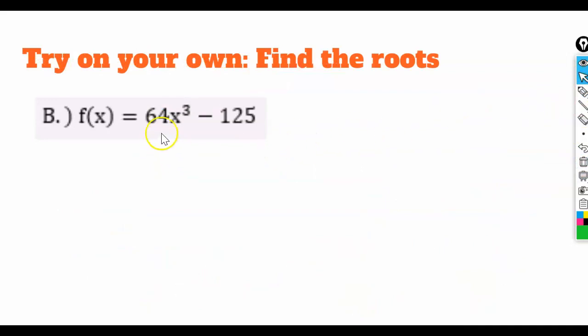All right, so try this one on your own. Find all three of the roots. Again, pause the video, try it on your own, and then check your answer.